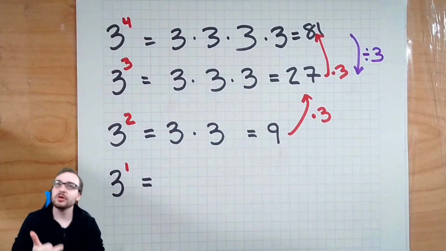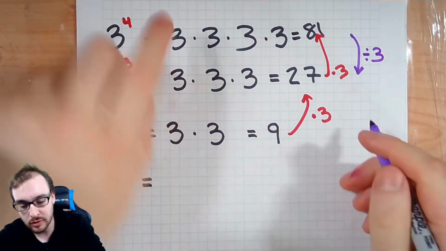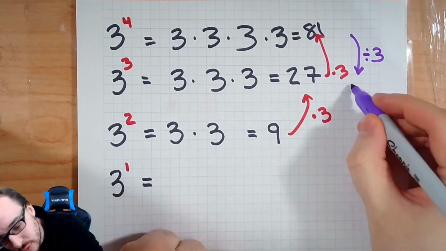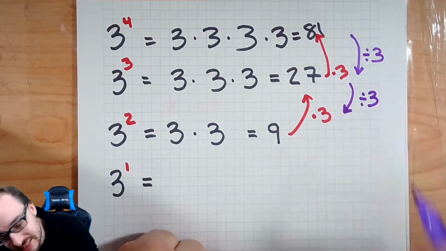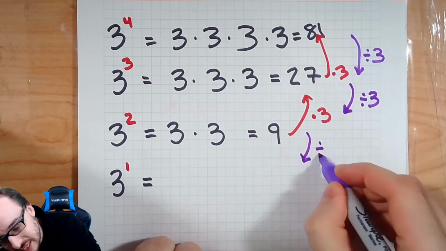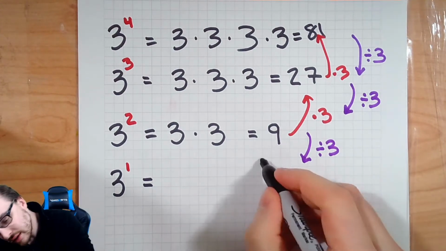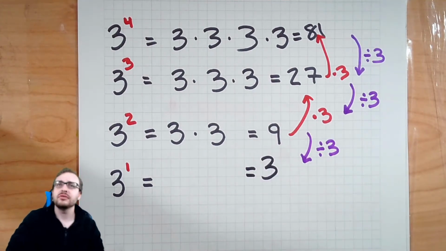So as we go down, we're dividing out a 3. And that removes one of the 3s, so we now have 3 3s. 81 divided by 3 is 27. 27 divided by 3 is 9. And 9 divided by 3 to get our next answer, well, 9 divided by 3 is just 3. Looks like our answer should be 3.